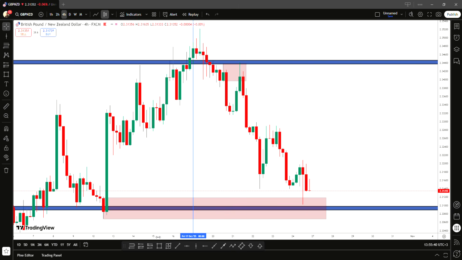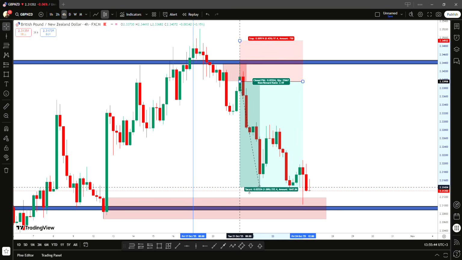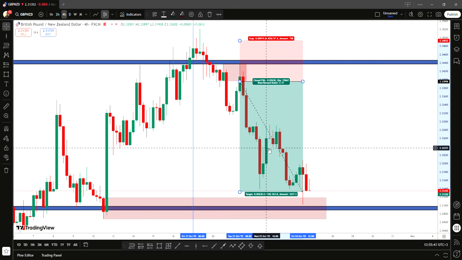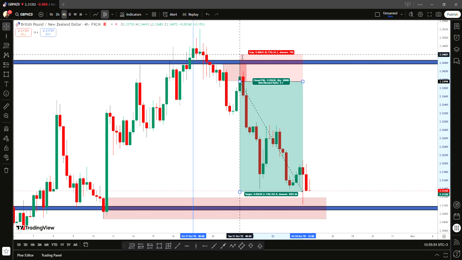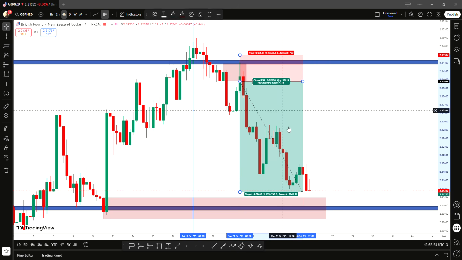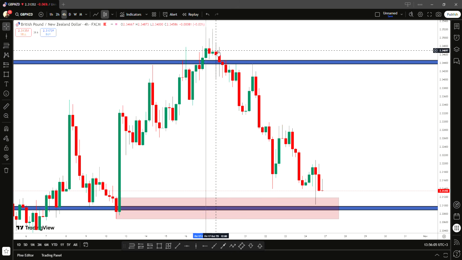How many pips did it drop? 260 pips to the downside. So you are risking around 60 pips to make 260. That is 1:4. Very good pip count to the downside. Simple, clear, to the point. So that was a head and shoulder that formed around here.